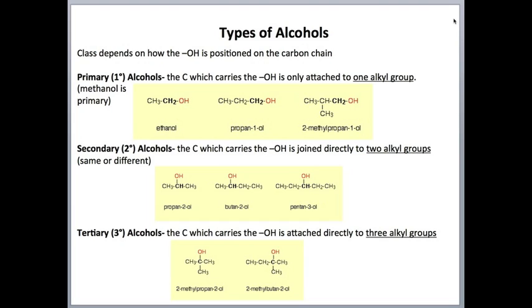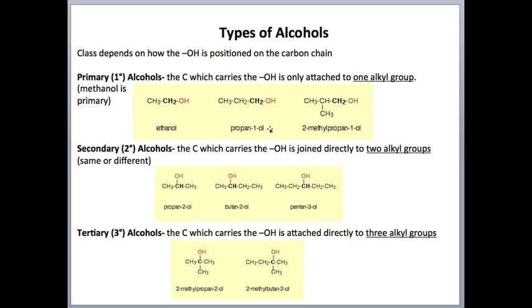So let's consider the types of alcohols, and the class depends on how the OH group is positioned on the carbon chain. So there are 3 main types: primary, secondary, and tertiary alcohols. Primary alcohols are when the carbon which carries the OH group is only attached to one alkyl group. So for example here we can see that the OH group is attached to this carbon here, and this carbon here only has one methyl group attached. Therefore it's a primary alcohol.